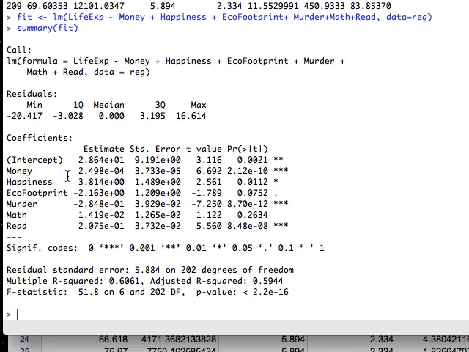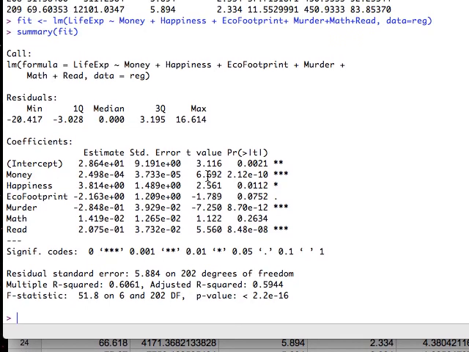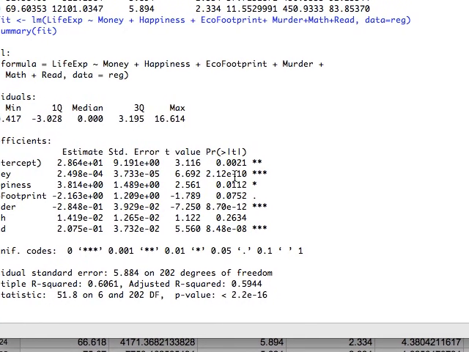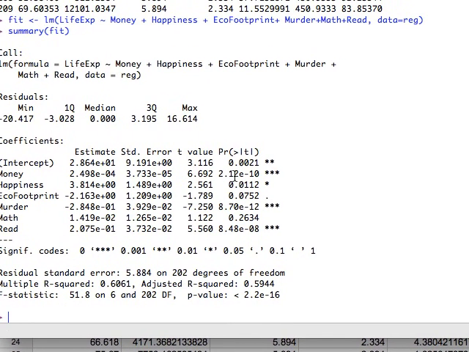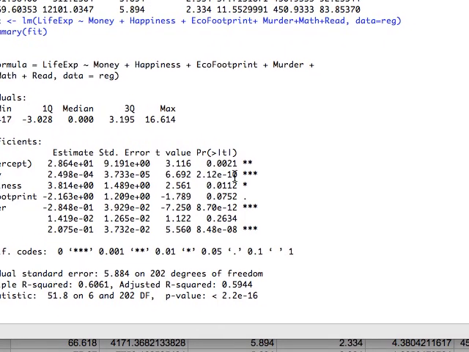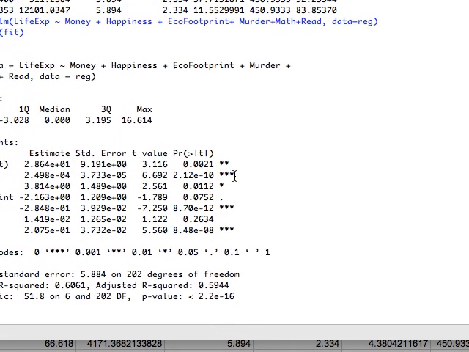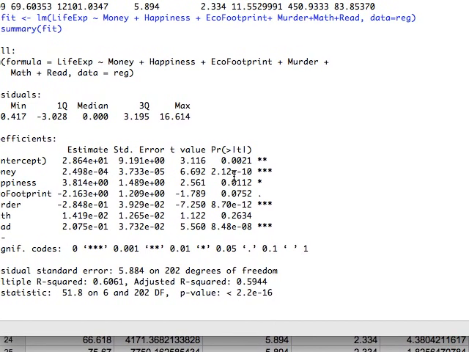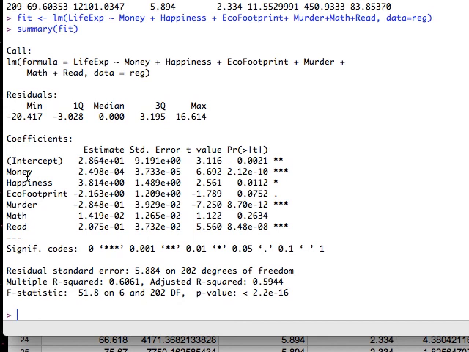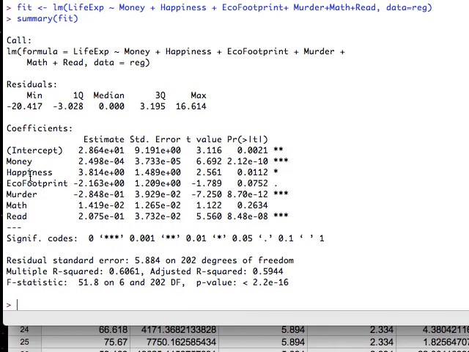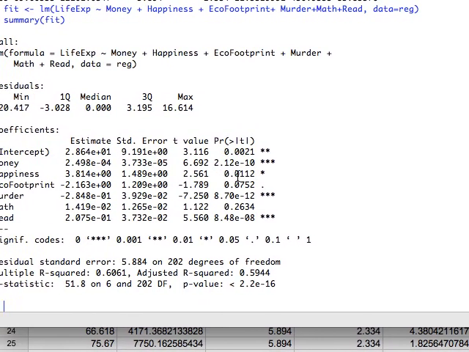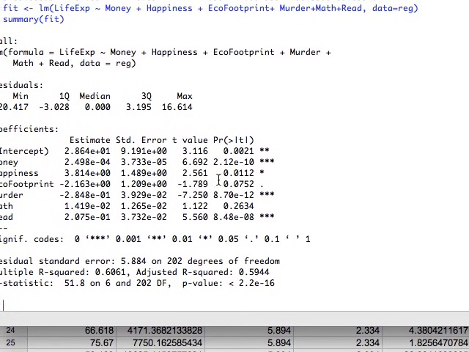So for money, we have a t-value for that prediction, and here we have 2.12 e to the negative 10th. So that's a very, very small number, and it's very significant. So yes, money can help us predict life expectancy. Can it help us predict happiness? Well, yes, but not to the same extent as money.